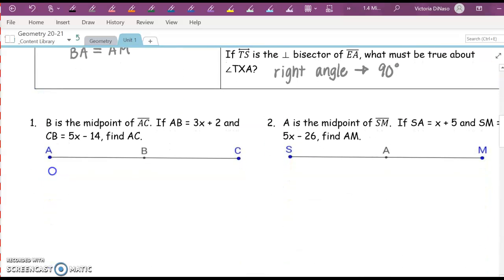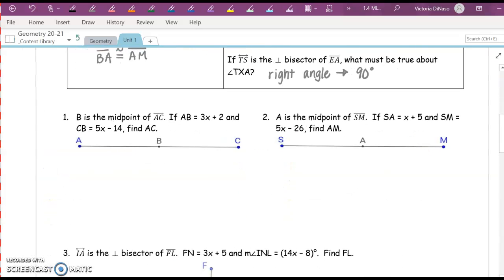So now we have two midpoint examples. And again, midpoint, two congruent parts, two congruent segments. So it says that if B is the midpoint of AC, we're going to pause real quick. We're going to put our tick marks right here in our picture. Then it says if AB is 3x plus 2, I'm going to write it in, and CB is 5x minus 14, find AC. So we're looking for this entire thing. I'm going to put a question mark there.